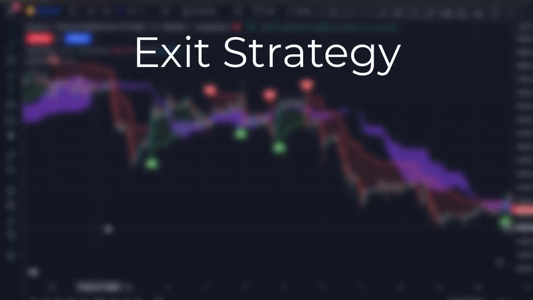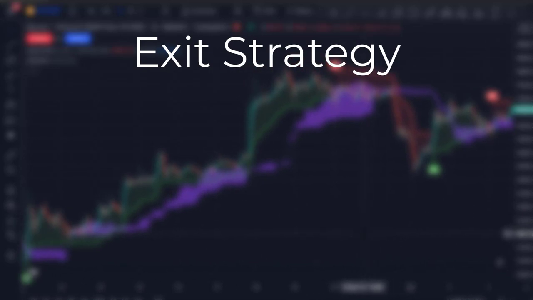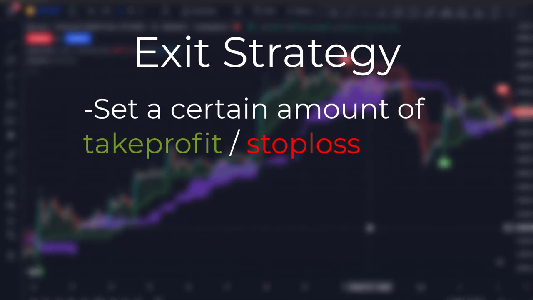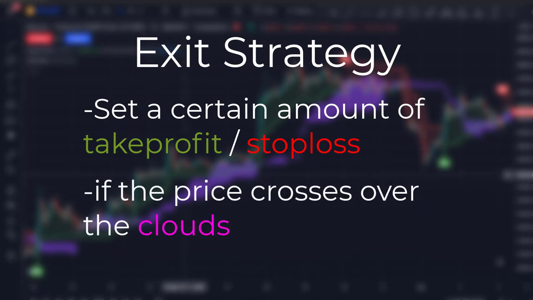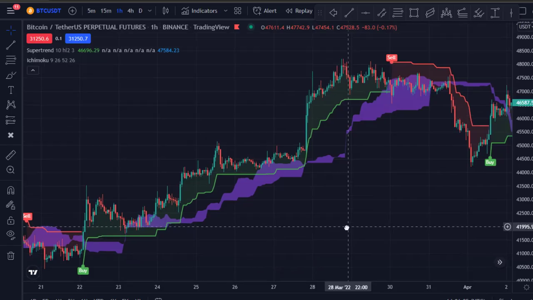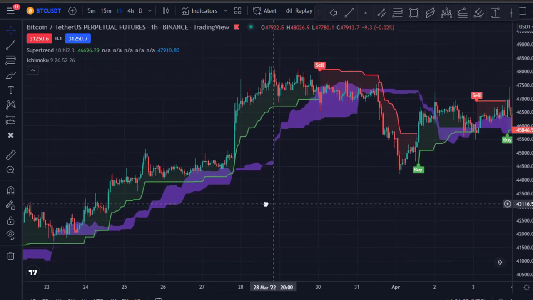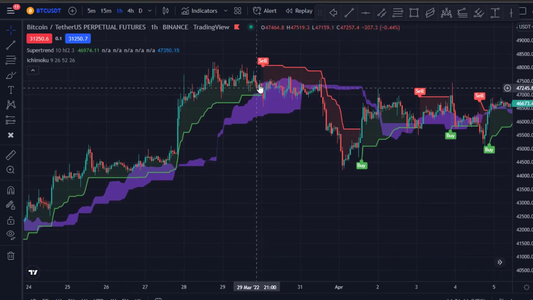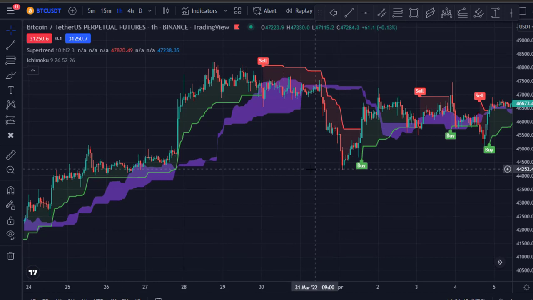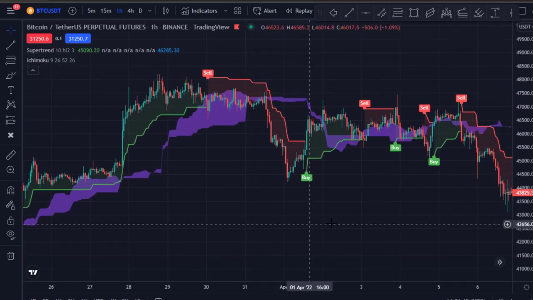There are a couple of ways you can do this. The first one is, you can set a take profit or a stop loss, so you close your trade if it reaches a certain amount of profit or loss. You can also close your trade if the price crosses over the clouds. Like in this example, you can see that the candle is closed inside the clouds, so you can close your position here. So I just revealed to you a very simple and effective Supertrend strategy that is perfect for beginners.